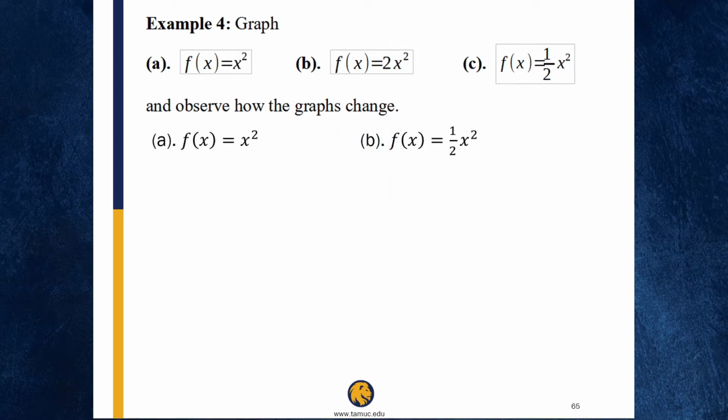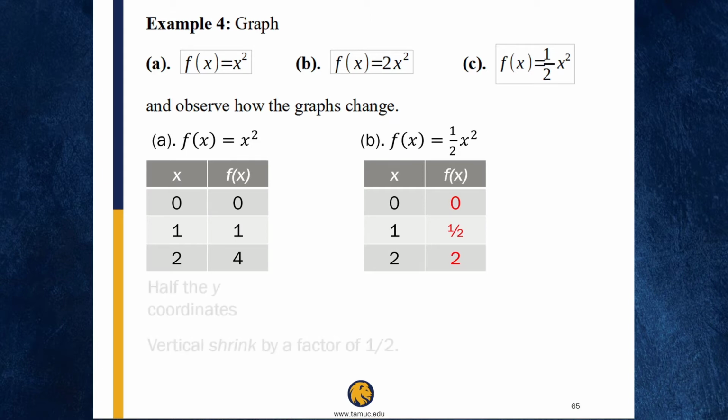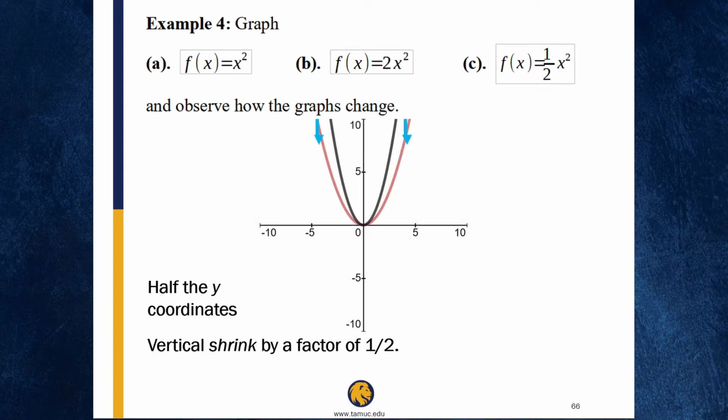For the 1/2 x squared, what will happen is the y values will get halved. And by halving the y coordinates, that's going to cause a vertical shrinking by a factor of 1/2. So we can see the graph is going to get kind of compressed downward by a factor of 1/2, causing the vertical shrink to occur.